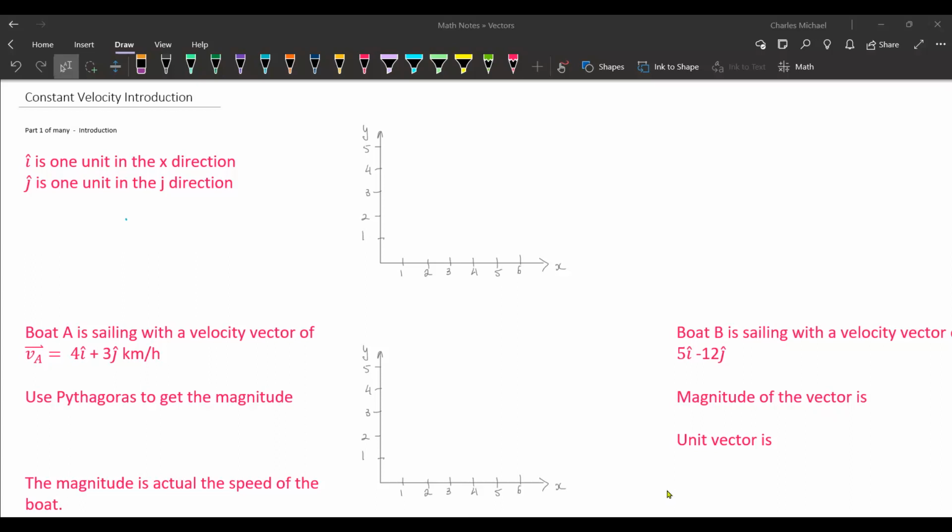I'll be doing a series of constant velocity problems. We will start with the first video. This is the first one. It's just the introduction.